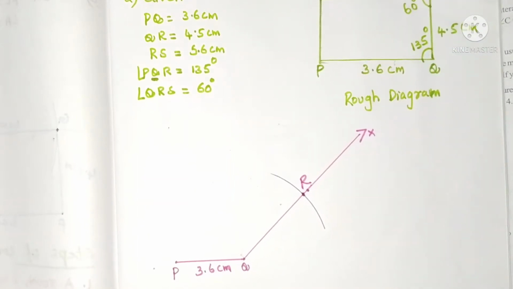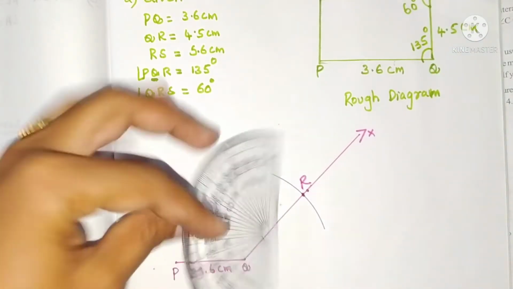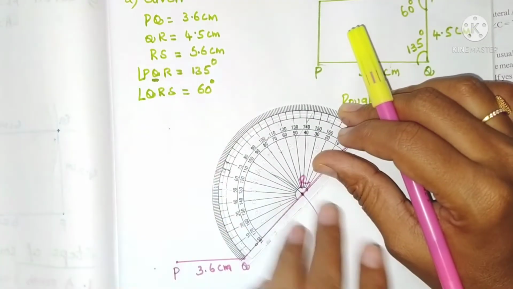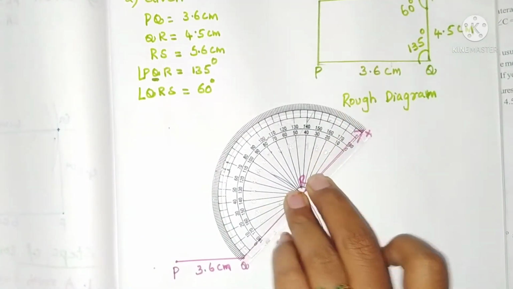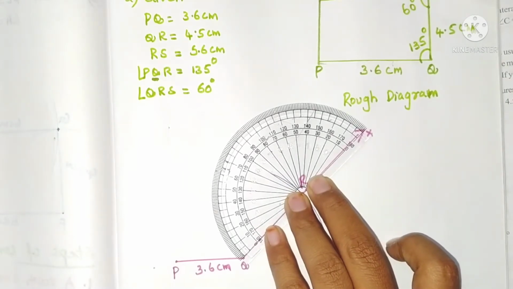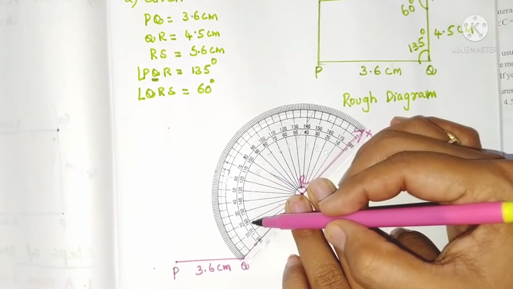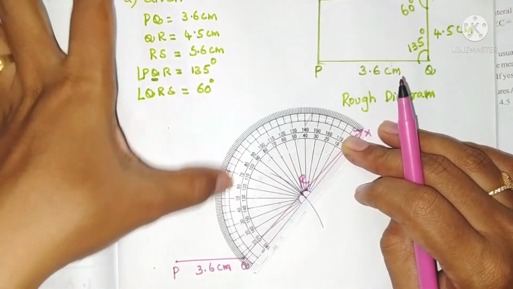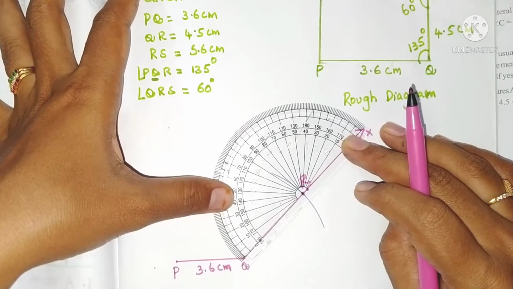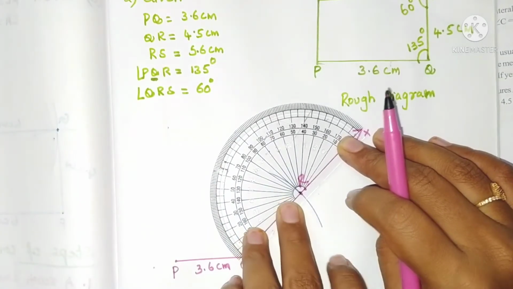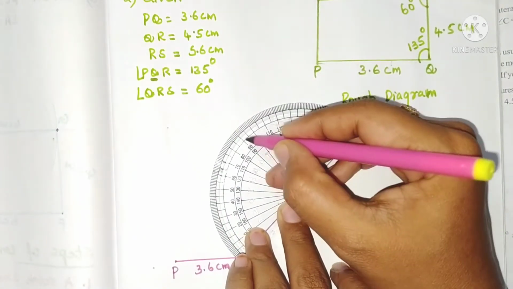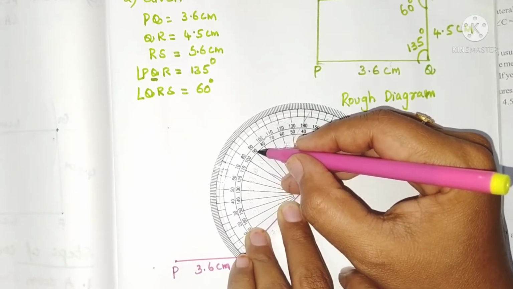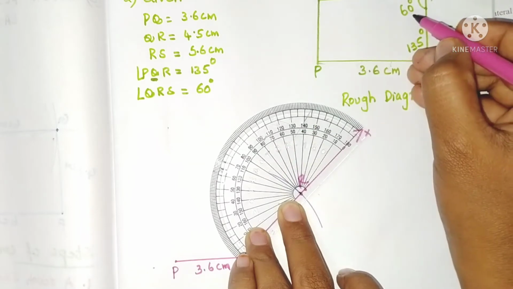60 degrees, right? So take the protractor. Okay, many of the students will get confused how to take 60. That means here two scales you are seeing, below scale and above scale, down scale and up scale. So what scale you have to follow means, first you just identify 90. It is in between this here, 90, right? Now we have to measure this 60 degrees.